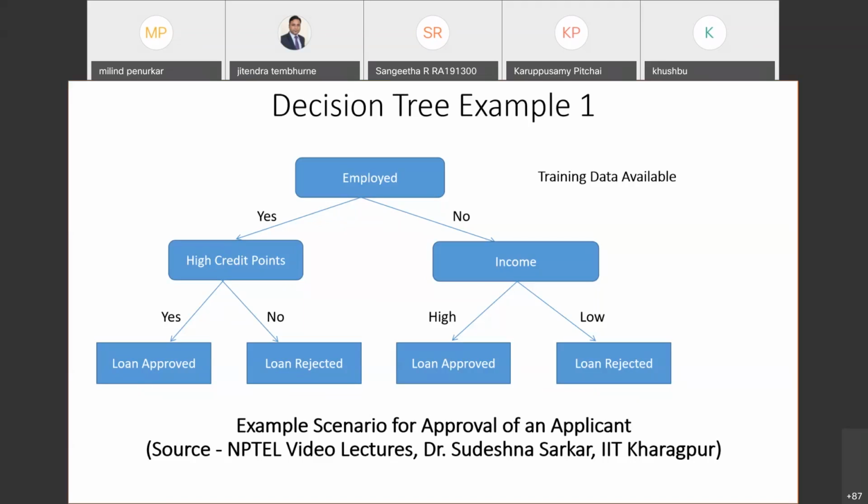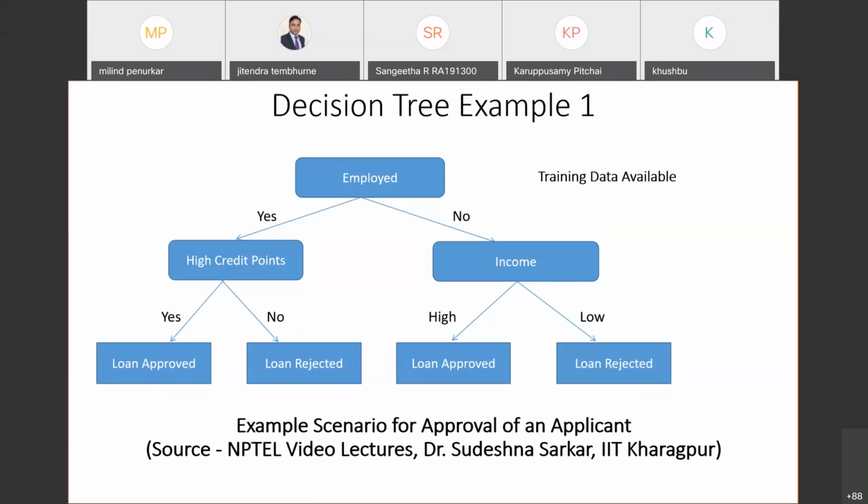So let's say an applicant is employed. If he is employed, yes, then we see immediately I won't be giving a loan. So we will see another attribute, where we check whether he or she has high credit points or not. If he has high credit points, yes, then the loan is approved. And if high credit points is no, then we'll see the instances where the loan can be rejected.